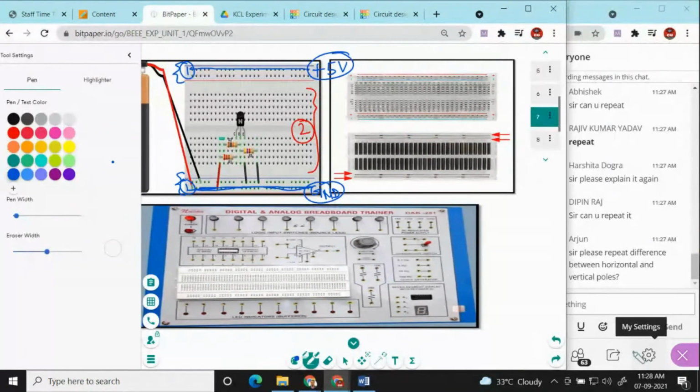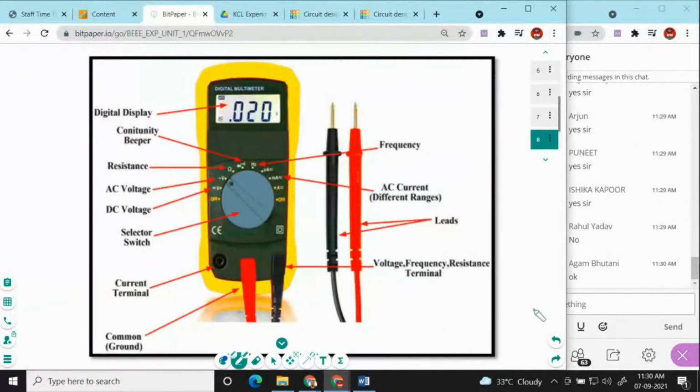So our target is to create a circuit for KCL, okay. This particular multimeter shows different sections, okay. So this particular section is called a digital display, where you can see all the readings related to that particular calculation. You can see right here. This is a continuity beeper. Continuity beeper is used to check the wire connectivity.